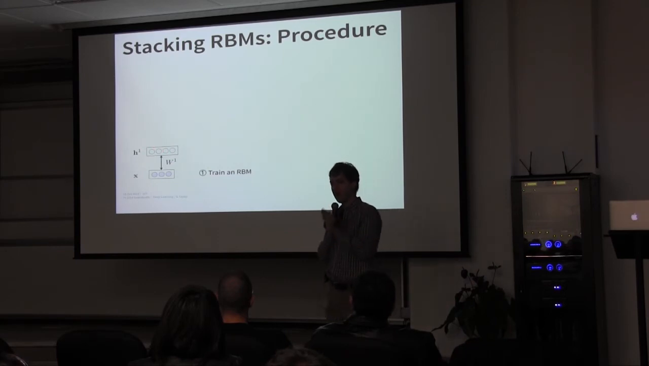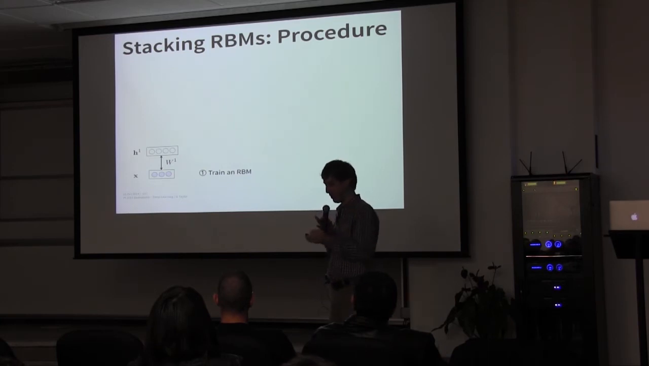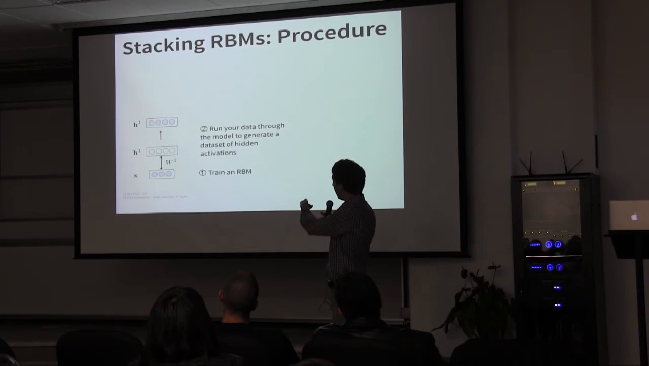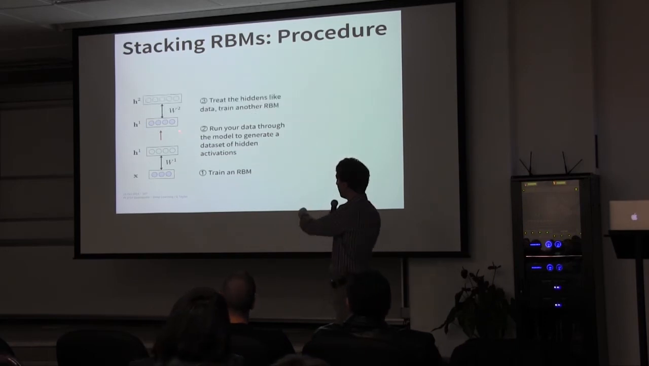If we take every single input in our training data set and map it to its hidden representation, that will generate essentially a new data set, right? It's a data set built up of the feature representations. So we can just take that and train another RBM on top of it, okay? So this RBM extracts features from features.